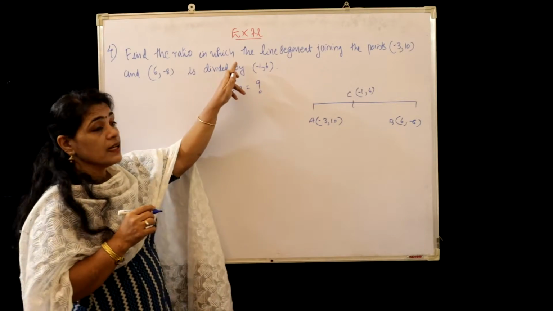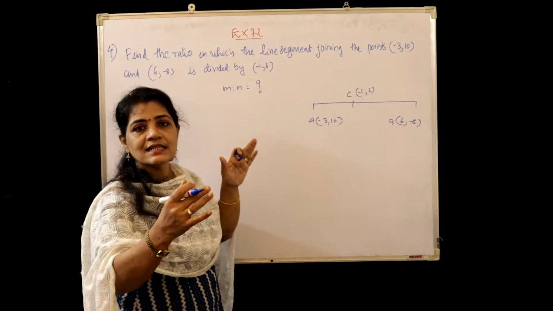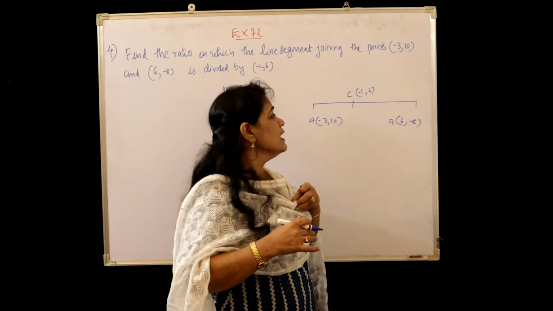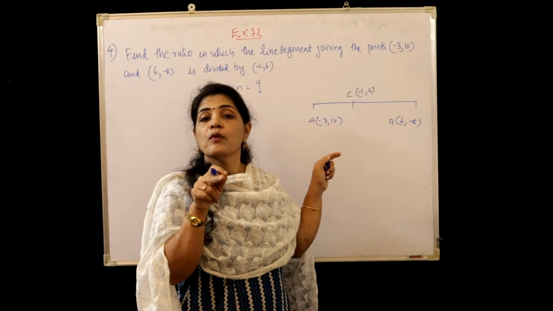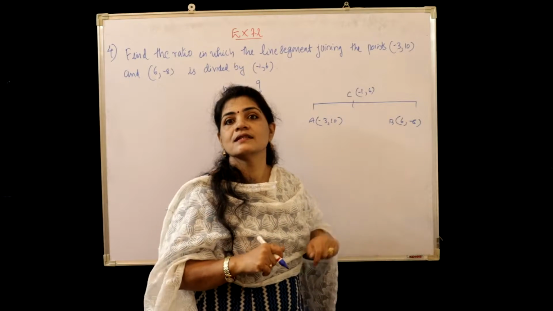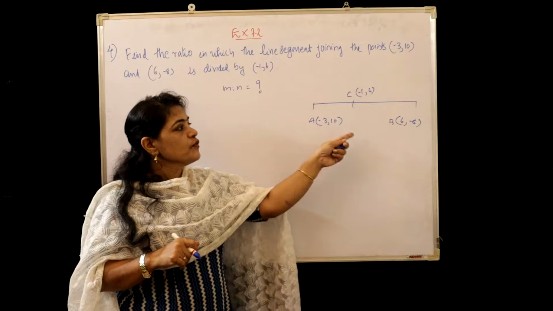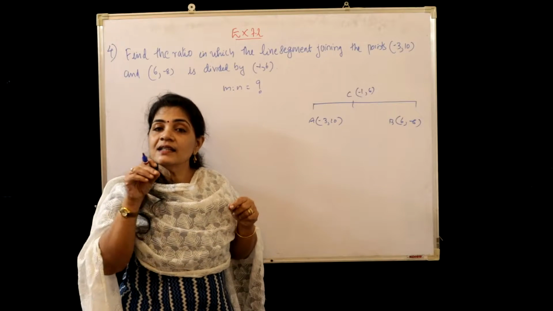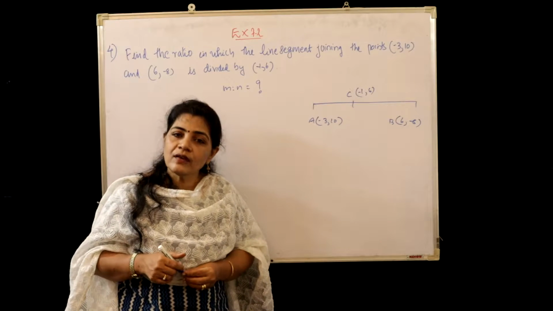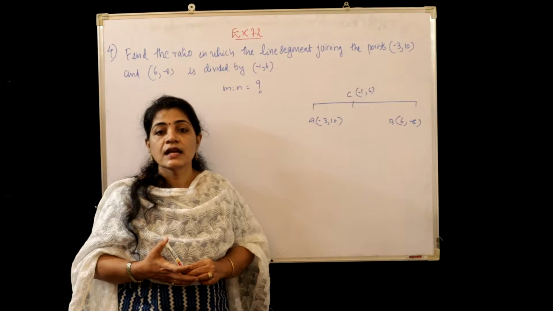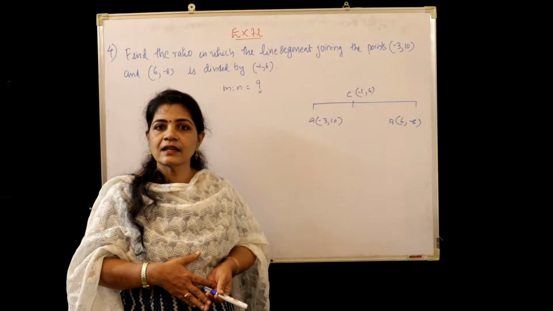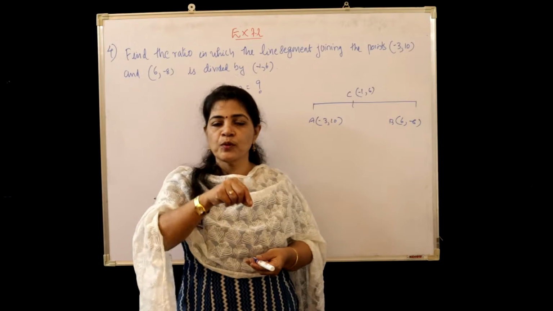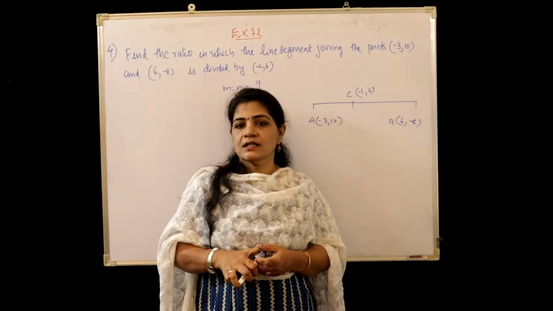We have to find the ratio in which the line segment joining these 2 points is divided by the point (-1, 6). This is the figure for that. Here in this question, children, we have been given the coordinates of the point, but we need the ratio. But anyhow, whether we need the ratio or the coordinates of that point, we can apply the section formula.